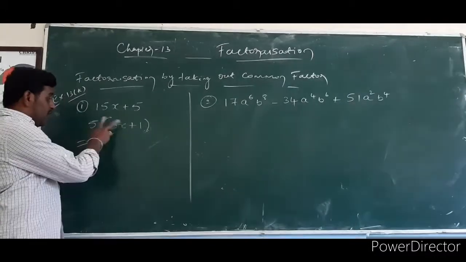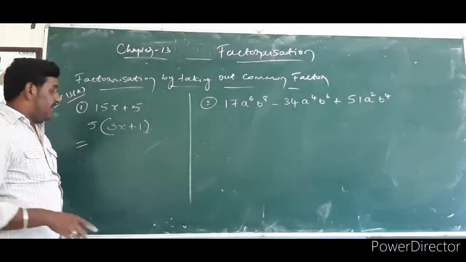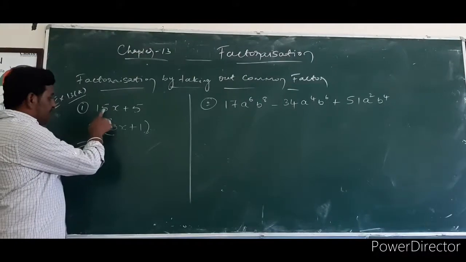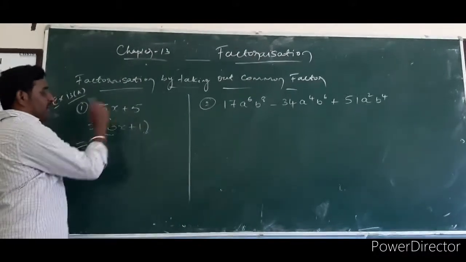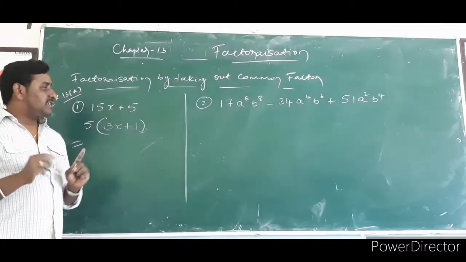After you multiply, you also get the same answer. Then only is your factorization correct. Look at this: 5 3s are 15x, plus 5 1s are 5. So you have to verify both ways, that the answer is correct.